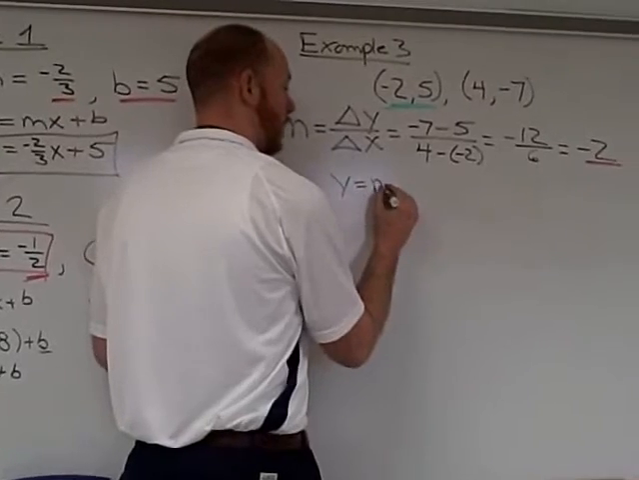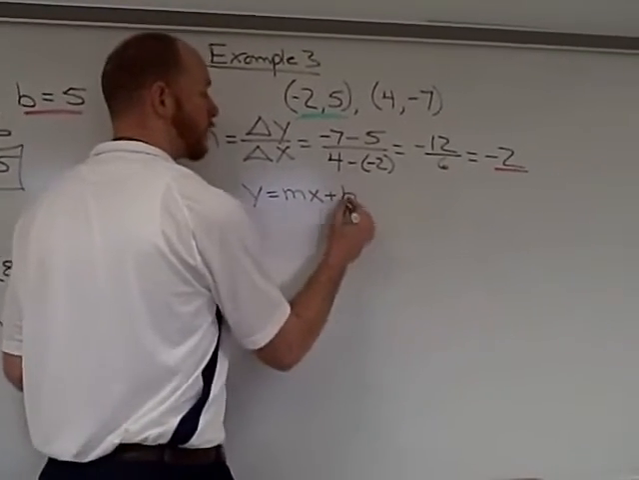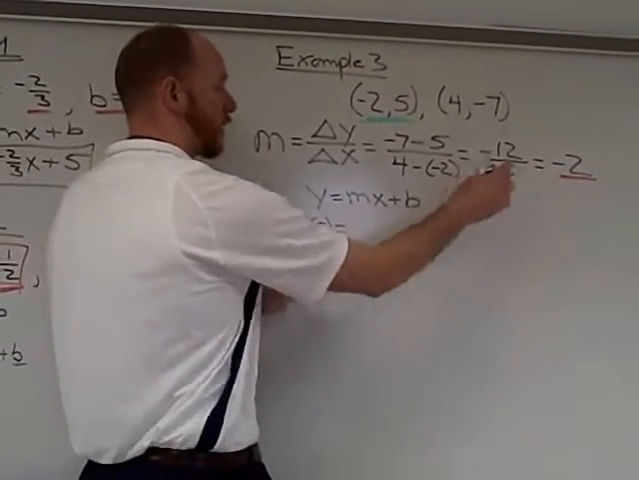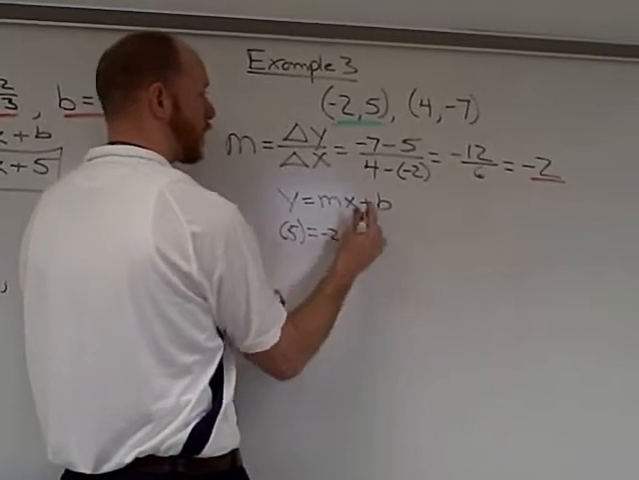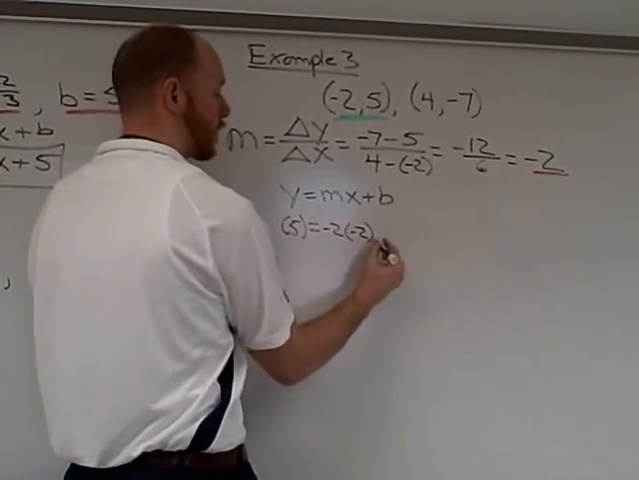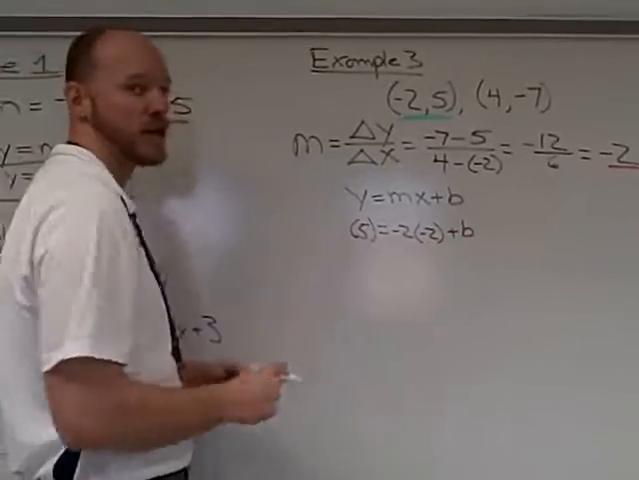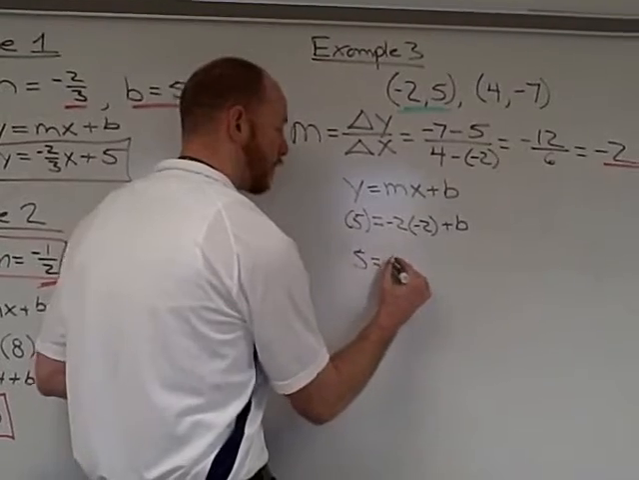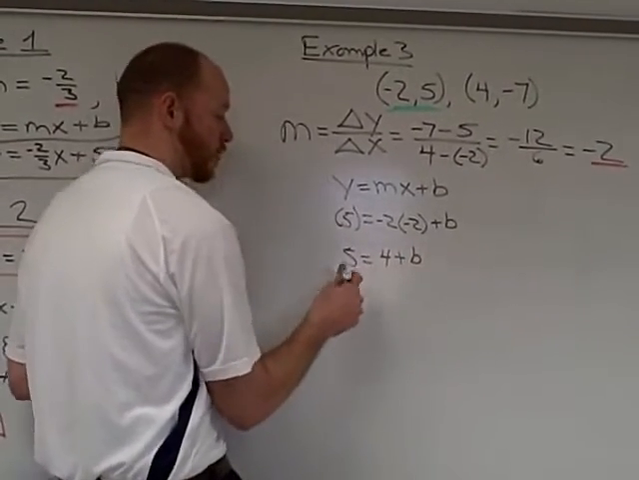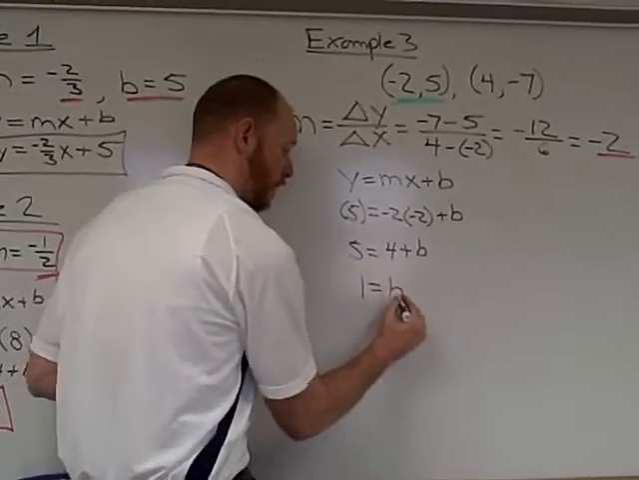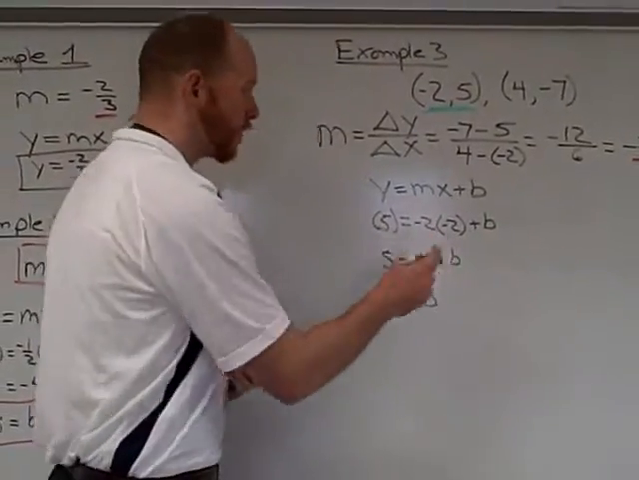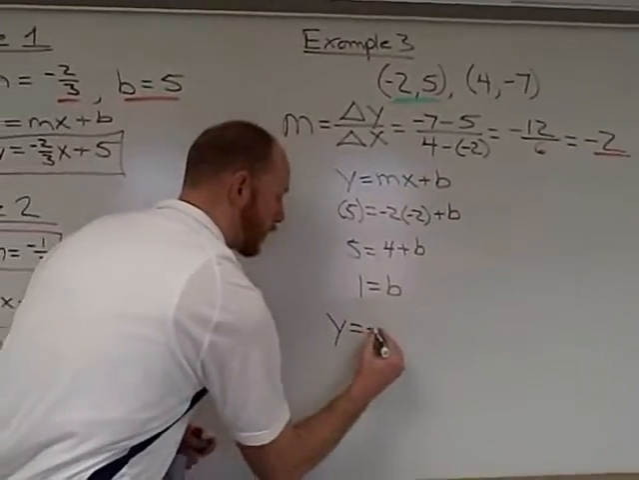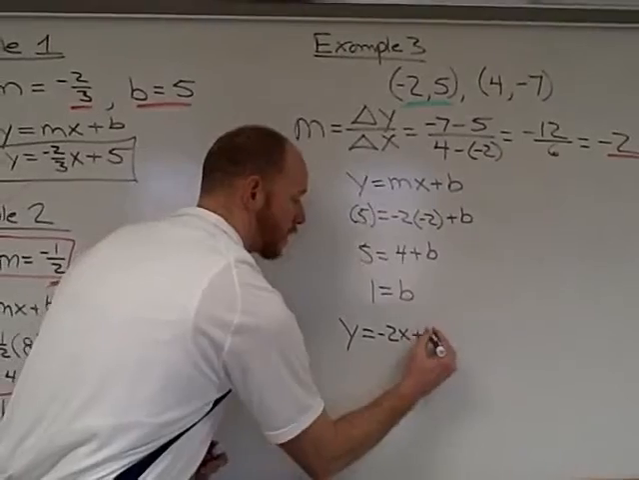We can write our slope-intercept form. I'm selecting this point, so 5 goes in for my y value. I calculated my slope to be -2. The x value is -2. And now I have my equation to calculate b. Solving this for b, I get 5 equals 4 plus b. Subtract 4 from both sides, 1 equals b. Therefore, my equation in slope-intercept form is y equals -2x plus 1.